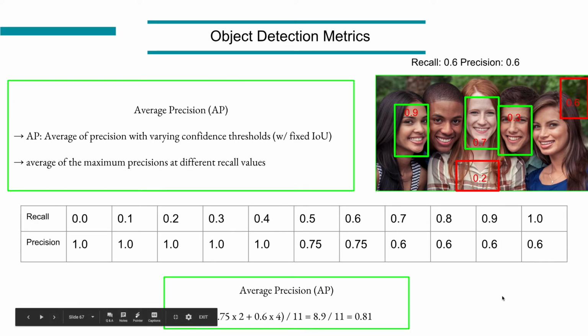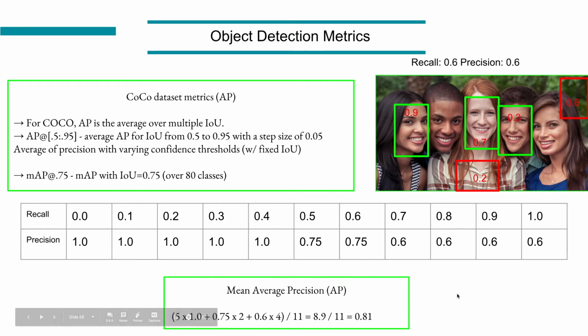calculate the average precision. So average precision is the mean of precisions at each recall point. Okay, so here there were 5 times 1, 2 of 0.75, 4 of 0.6. So our object detection's average precision was 0.81. Okay. So this is the average precision, and the mean average precision.